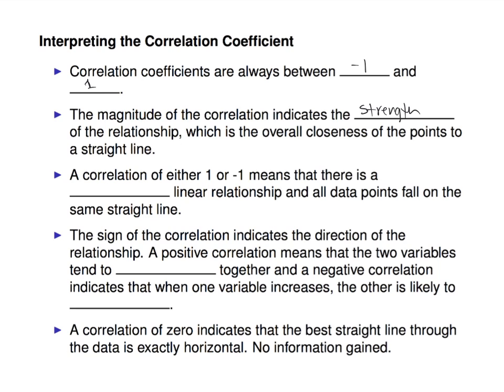A correlation of either 1 or -1 means that there is a perfect linear relationship, i.e. those dots fall in exactly a line. Think that happens very often in real life? Probably not, right? Most times there's going to be some variability around that. It's going to be like, line-ish.